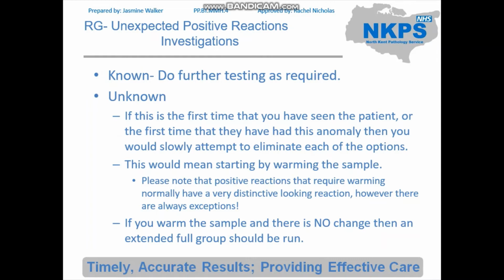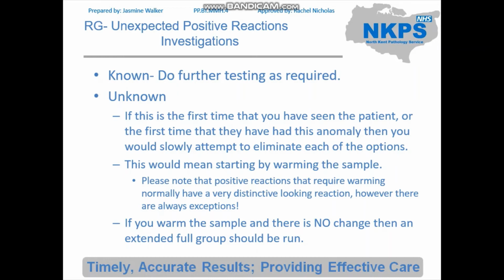In general, this means that you start by warming the samples. So here you're looking for warm agglutination. This means that the patient's antibodies are agglutinating the reagent red blood cells at room temperature, and by warming the sample, this should stop this agglutination. It means that any agglutination that's happening at room temperature is obviously not clinically significant because it would not happen in the body.